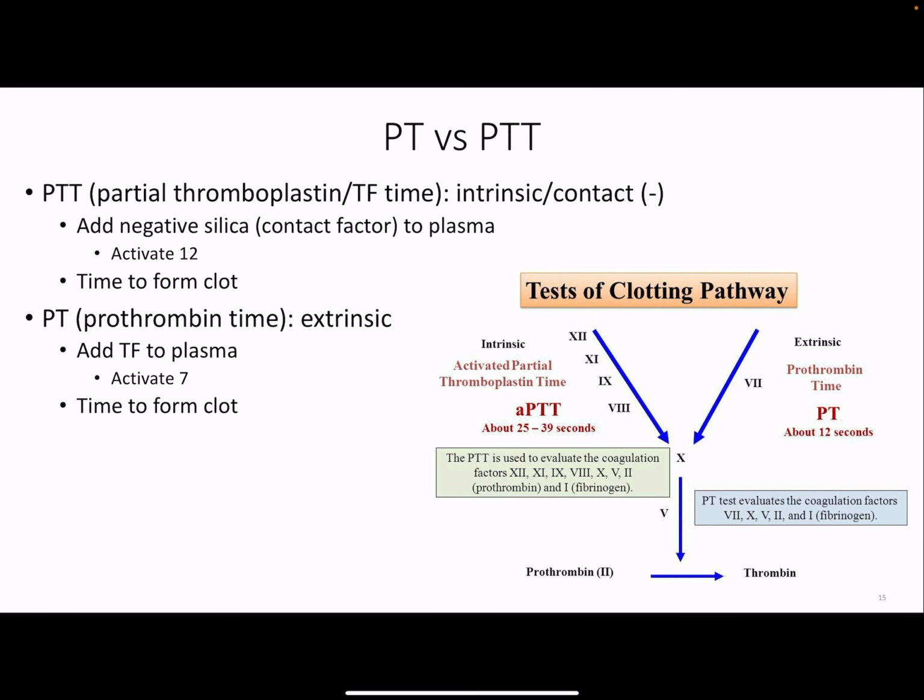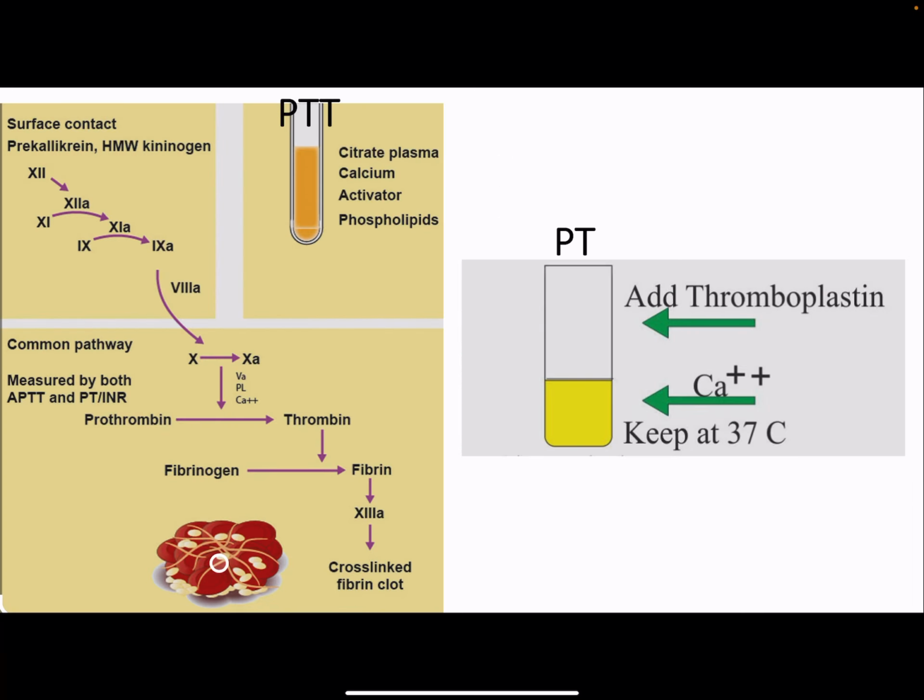All right, just to go back really quickly on PT and PTT. So PT is going to be the extrinsic. This is prothrombin time. You add tissue factor, and the PTT is going to be the contact factor. You're adding a negative thing. It could be silica, and that activates 12 to form a clot. And so many things later when we're looking at deficiencies and drugs, it's going to be essential to know PT and PTT inside and out. So if we want to do PTT here, we need to add calcium, phospholipids, and some negative contact factor or silica, while for PT, you really just need to add tissue factor.